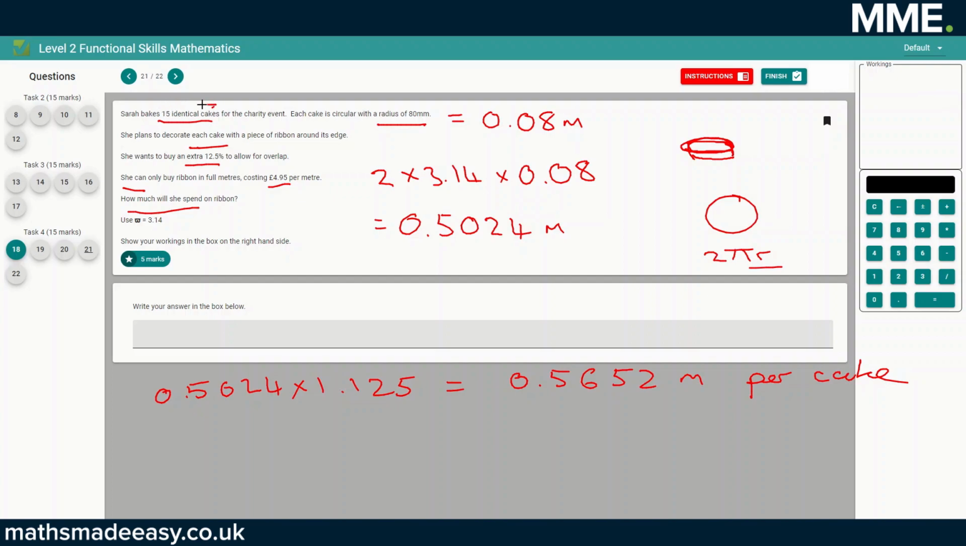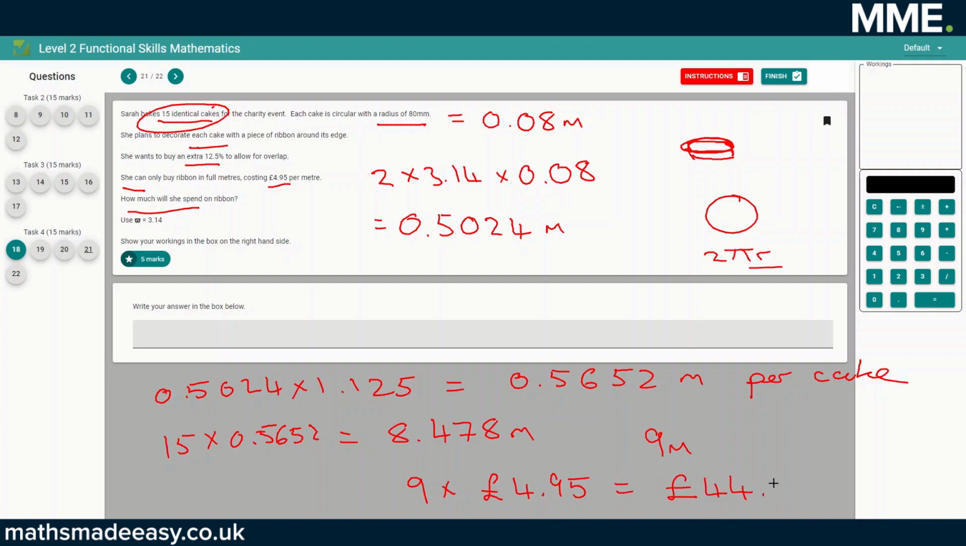Now we're told, looking back at the question, that she bakes 15 identical cakes, so we're going to want to multiply this term by 15. That comes to a total ribbon length required as 8.478 metres. So she'll need to buy more than 8 metres, so she'll need to buy a total of 9 metres of ribbon altogether. To find out the total cost, we're going to do 9 times cost per metre, and that comes to a total of 44.55.